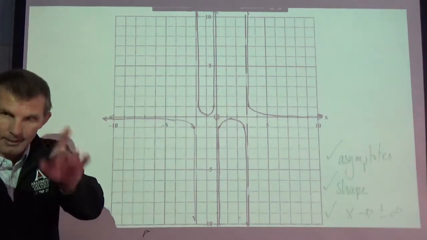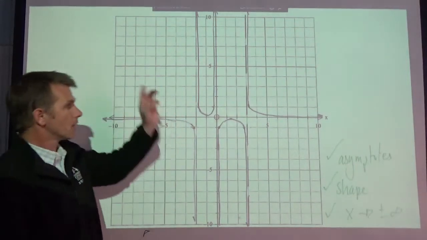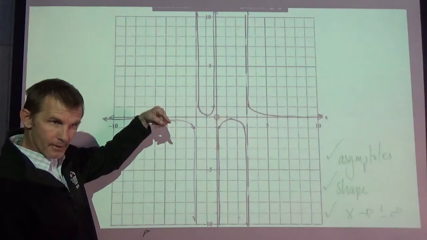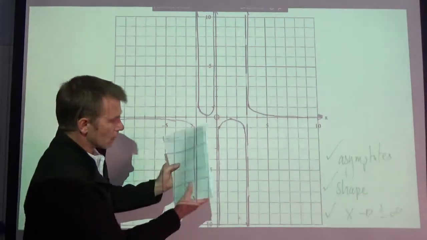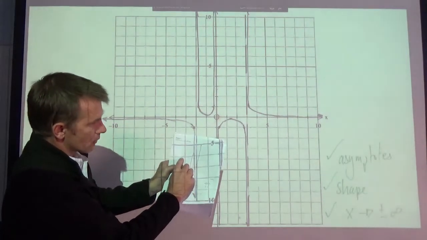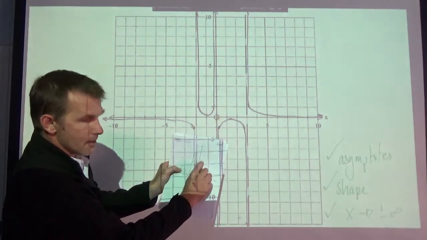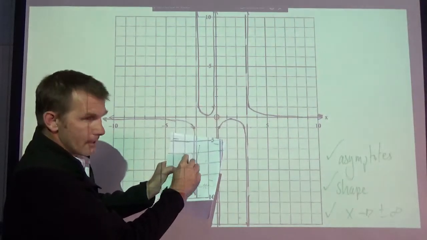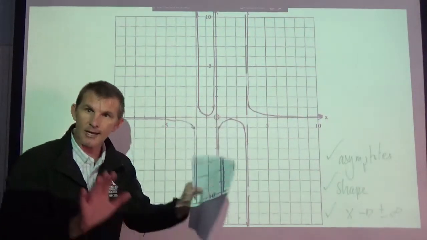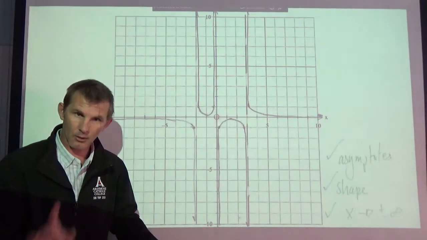Now remember, here are the key points you want to hit with this. Because this is 1 over f of x, on the original graph here, any points that run through the line y equals minus 1 or y equals positive 1, they stay in the same spot. I'll say that again.